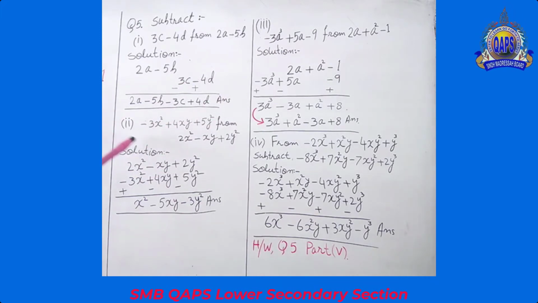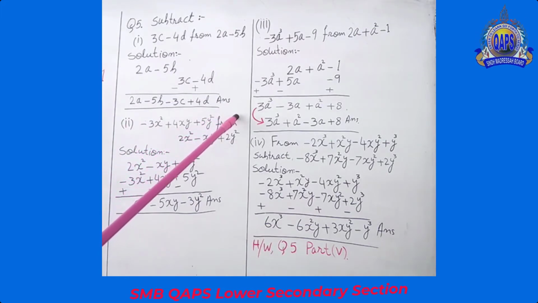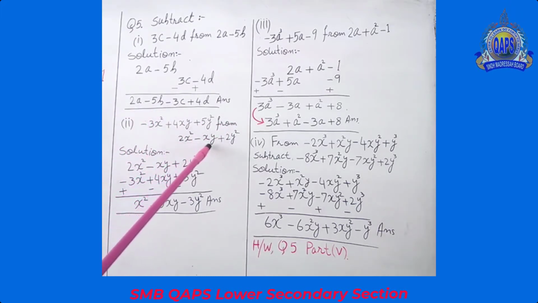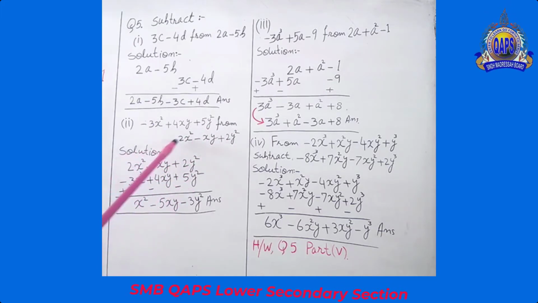Question number 2. Minus 3x square plus 4xy plus 5y square from 2x square minus xy plus 2y. From, so that's why you will have to write this thing first. I am writing over here solution. 2x square minus xy plus 2y, and then this thing, minus 3x square plus 4xy plus 5y square.